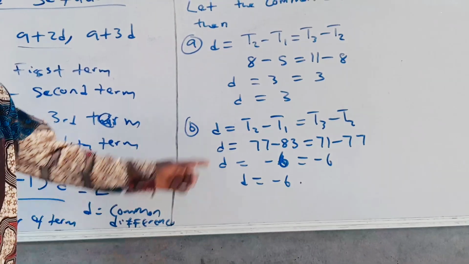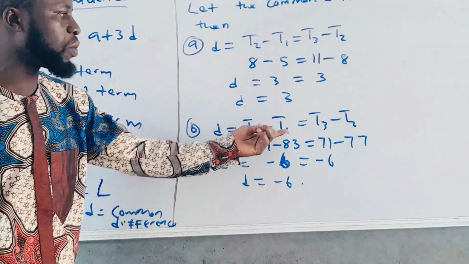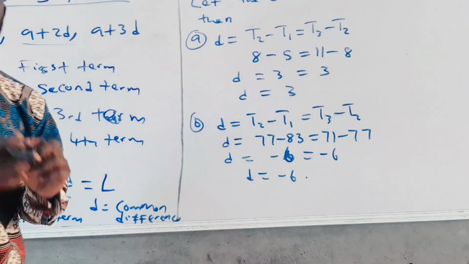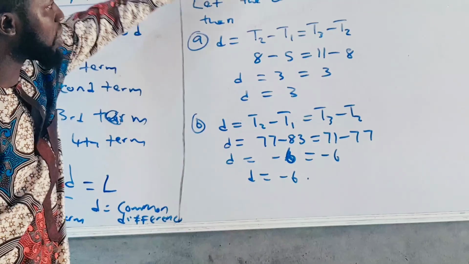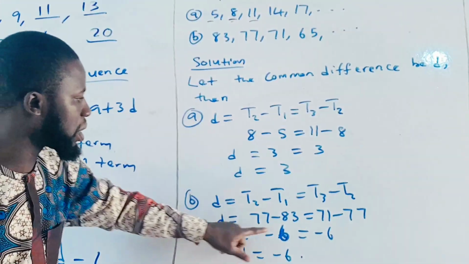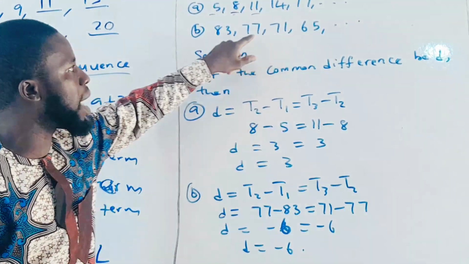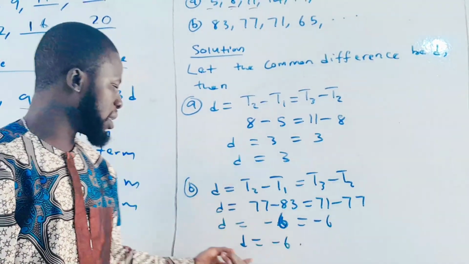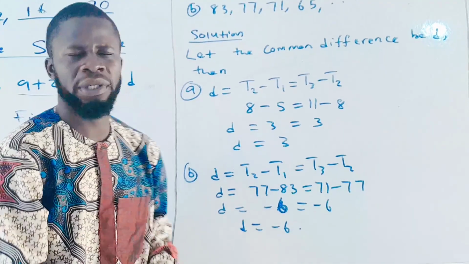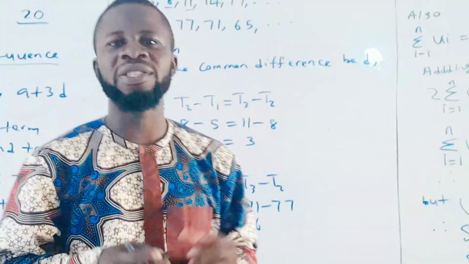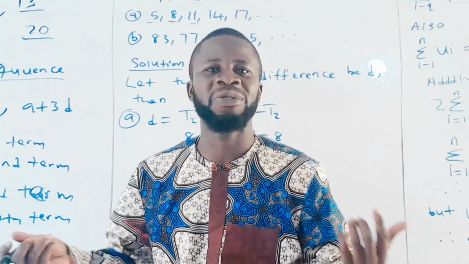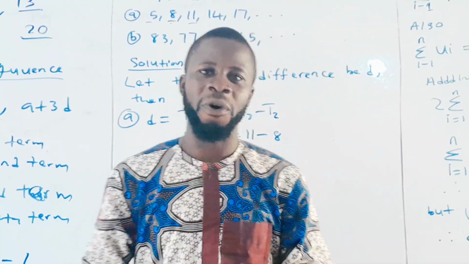Let's go to the B part. You see, T2 minus T1 must be the same thing as T3 minus T2. That's the only thing that can make us have a common difference. So let's check. That means 77 minus 83 is minus 6, which must be the same as 71 minus 77, and that is also minus 6. That means our d is minus 6. That's just how to calculate your common difference. Now you can see that this is very simple compared to the way you've seen this topic before.